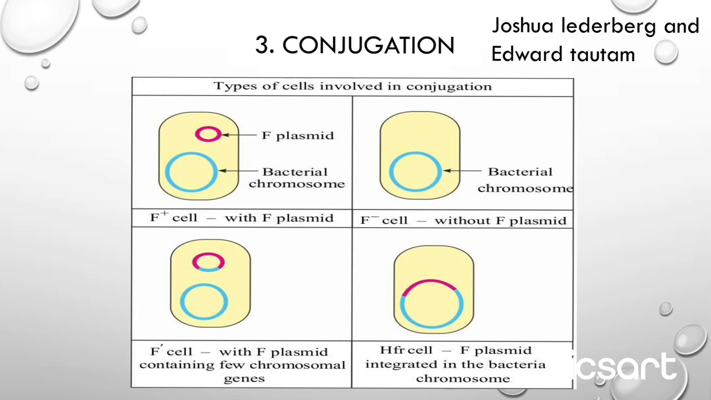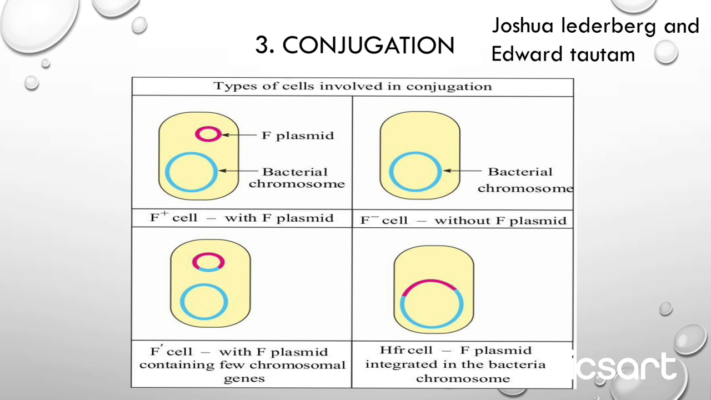In today's video, let's continue the gene transfer method, that is conjugation. Conjugation was first discovered by Joshua Lederberg and Edward Tatum. Now let's see the definition of conjugation. We already know that conjugation is the gene transfer method in which DNA, or the whole bacterial chromosome, or plasmids are transferred from one bacterial cell to another bacterial cell by direct cell to cell contact. Thus it is included under the horizontal gene transfer methods.